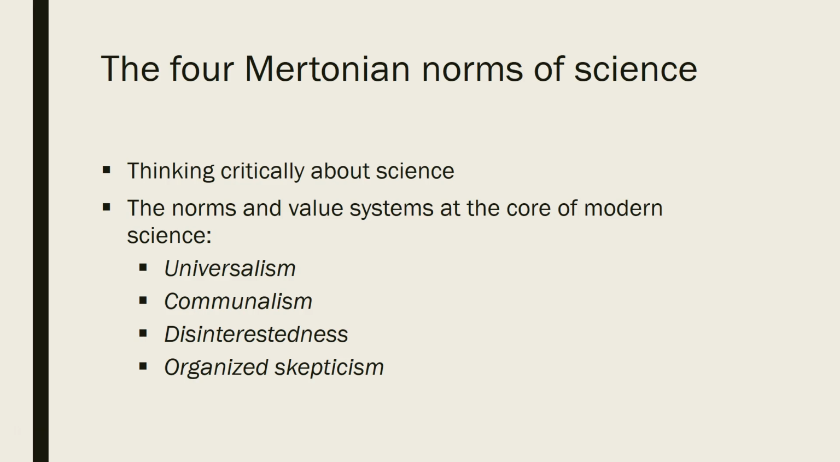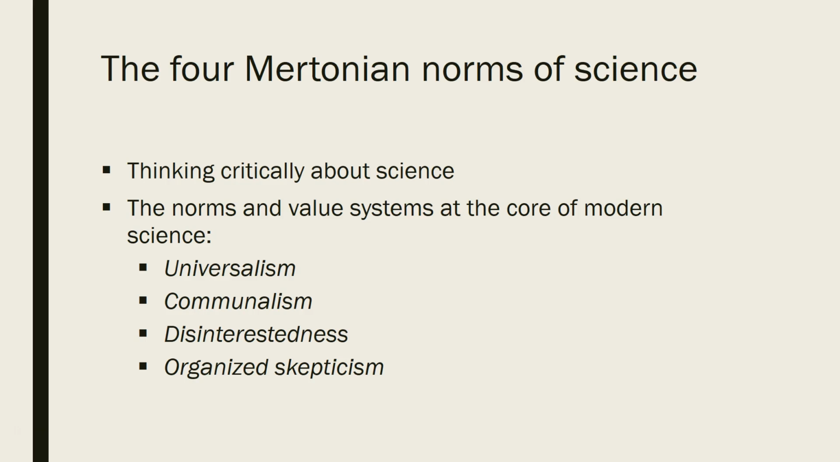We can start by identifying the norms and value systems at the core of modern science, and then compare those norms to the actual practice of modern science. The sociologist Robert Merton argues that there are 4 norms that comprise the ethos of modern science. The first, universalism, is the idea that the acceptance or rejection of scientific claims should not depend on the personal or social attributes of the scientist.